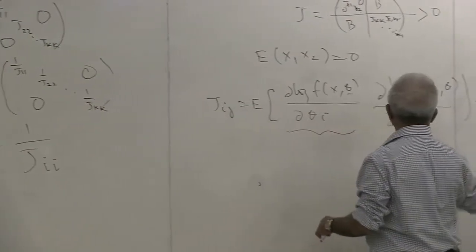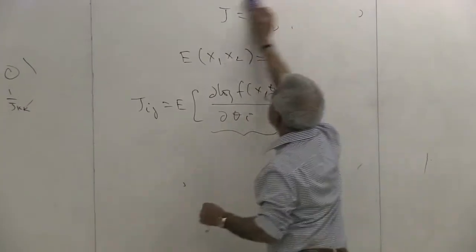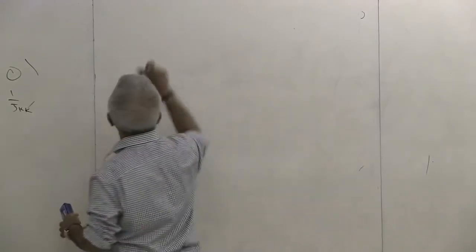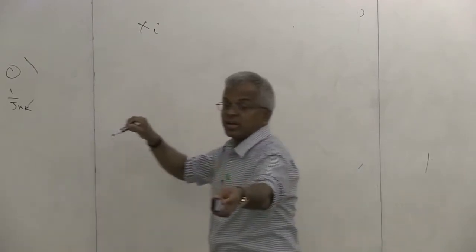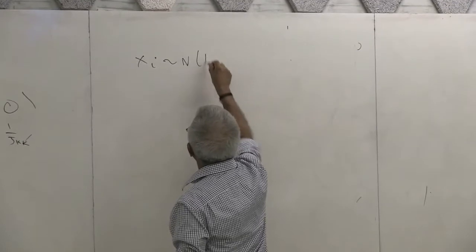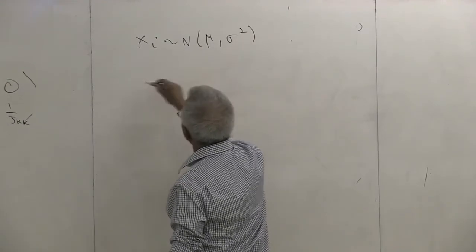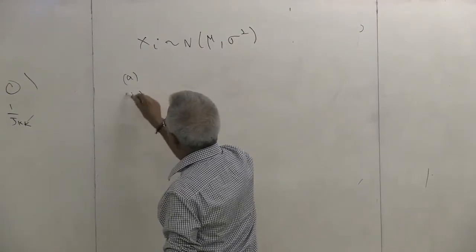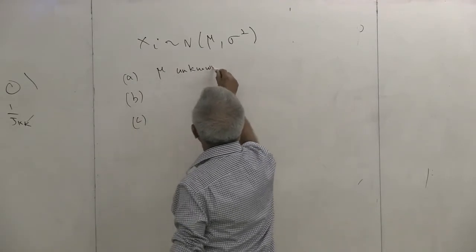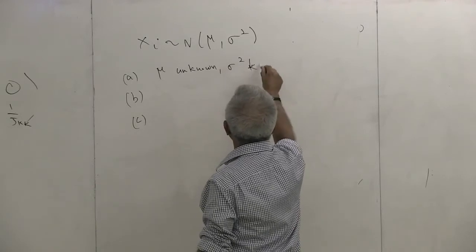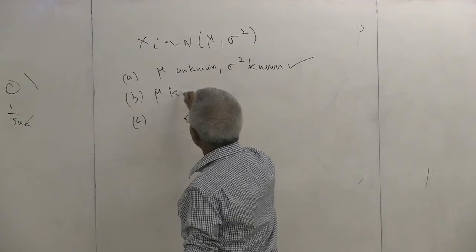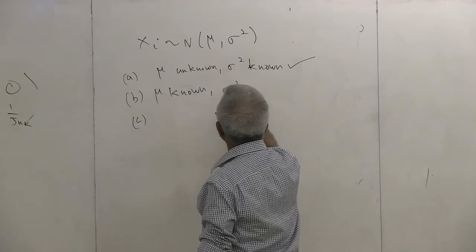All right, so let me show you a case where J will be diagonal, which is that example I gave you, at least part B. So look at this classic problem. Part of it is done in the notes, but part you will have to do. Remember, I can generate 3 problems here. First is mu unknown, sigma squared known, which we did in class. Other one is mu known, sigma squared unknown.